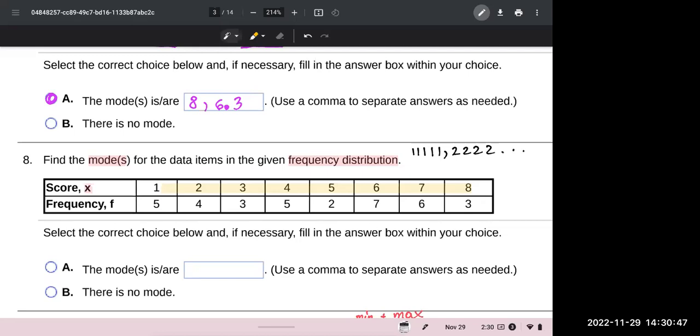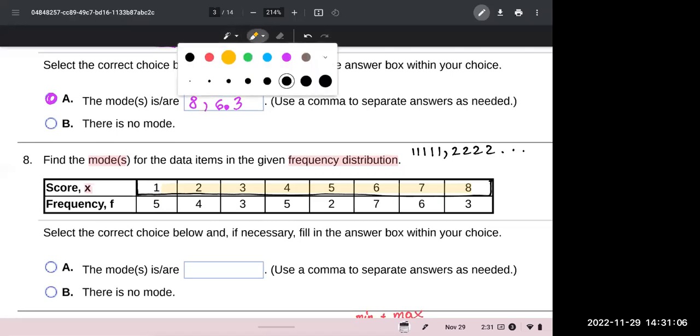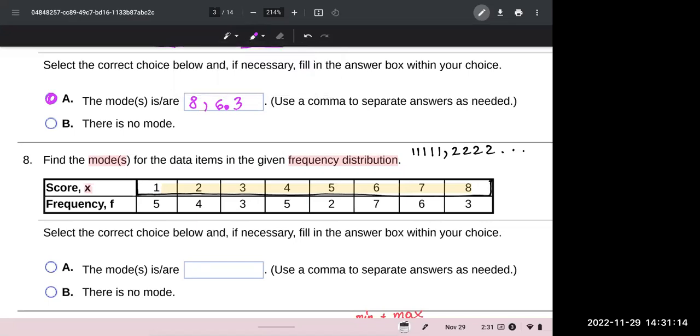And so on. So now you have to find the mode. Your solution is going to be one of the numbers from the first row, your x values. To see what the mode is, I'm checking which number repeats the most often, which means which number has the highest frequency. The highest frequency is 7.